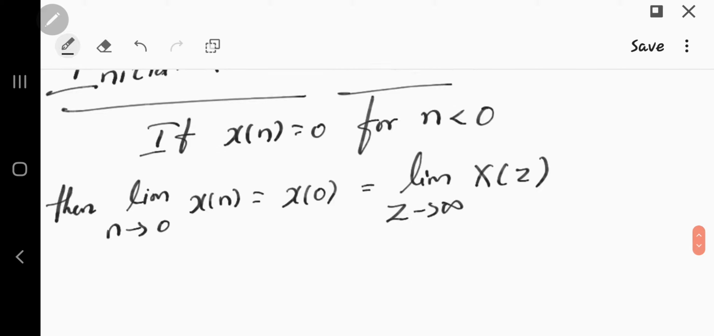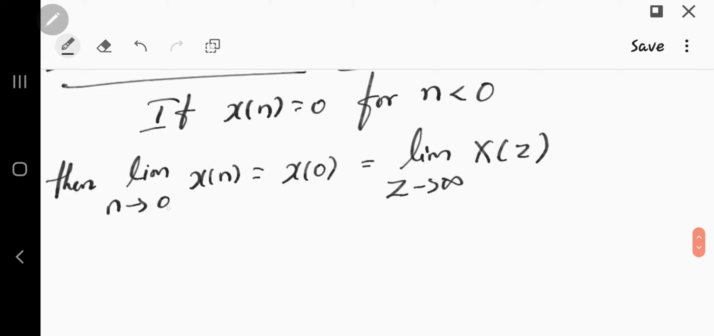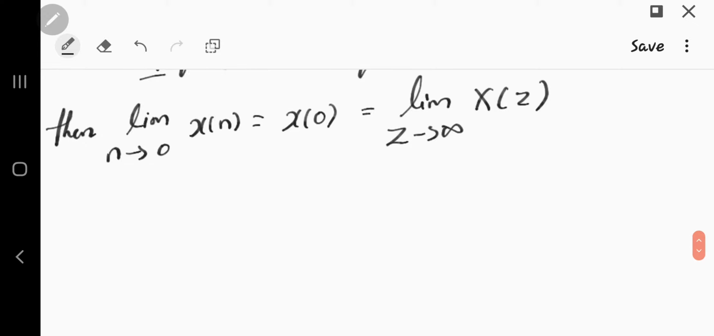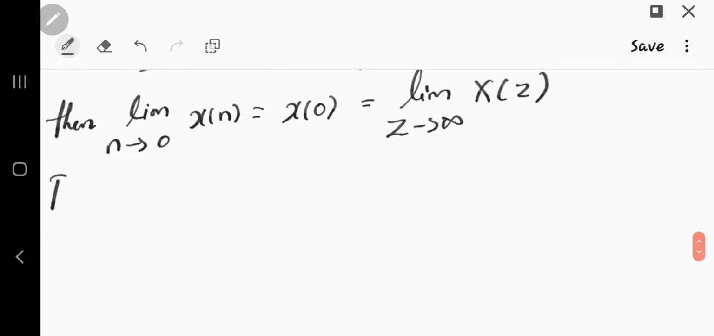So the simple way of understanding is, if you apply limit n tends to 0 for x of n, then you will get x of 0. That is in time domain. In frequency domain, if you apply limit z tends to infinity for x of z, then also you will get x of 0 only. So that is the meaning of initial value, where x of 0 is the initial value. So that is the initial value theorem.